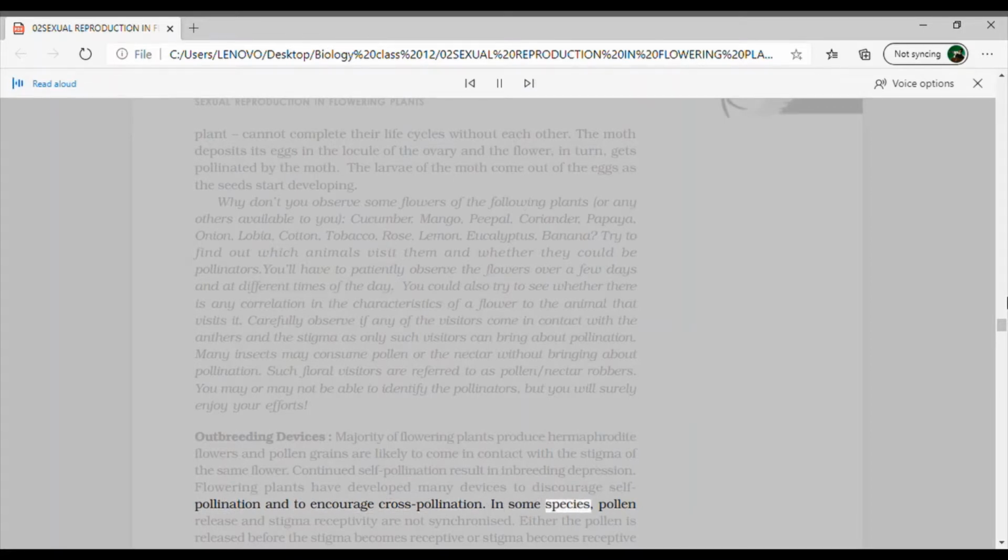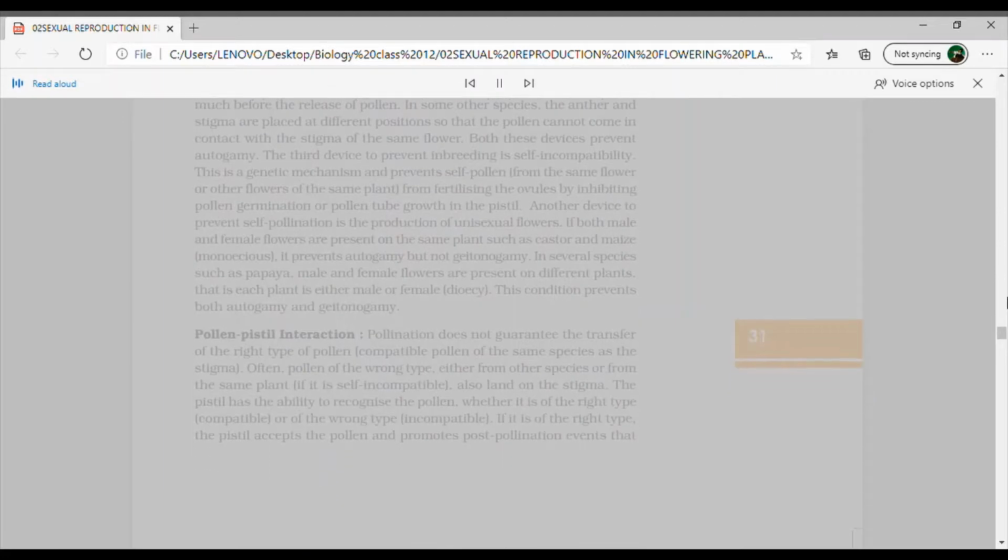In some species, pollen release and stigma receptivity are not synchronized. Either the pollen is released before the stigma becomes receptive, or stigma becomes receptive much before the release of pollen. In some other species, the anther and stigma are placed at different positions so that the pollen cannot come in contact with the stigma of the same flower. Both these devices prevent autogamy.